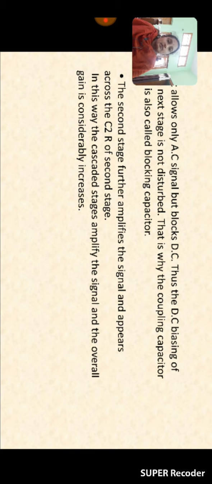All the coupling capacitors, whether input coupling, output coupling, or middle stage coupling, allow only the AC signal but block the DC signal. And the second stage further amplifies the signal, which appears across the collector resistor of the second stage. In this way, the cascade stages amplify the signal and the overall gain is considerably increased.